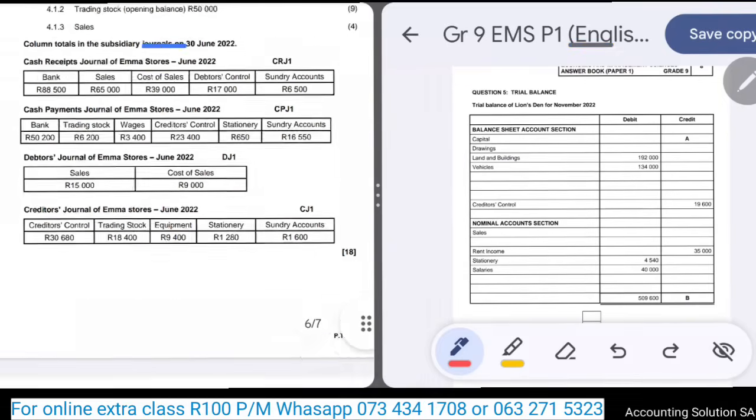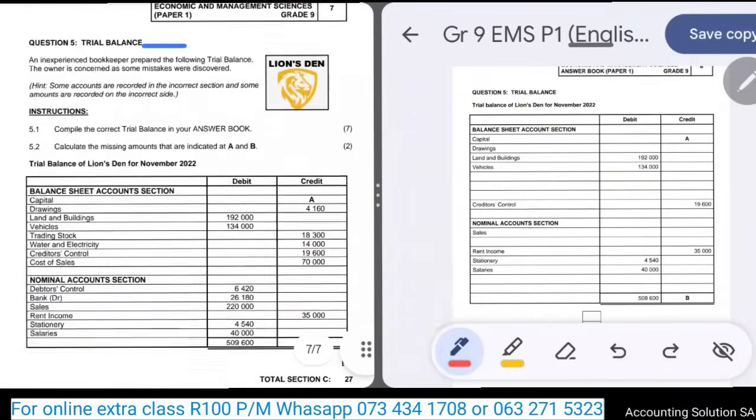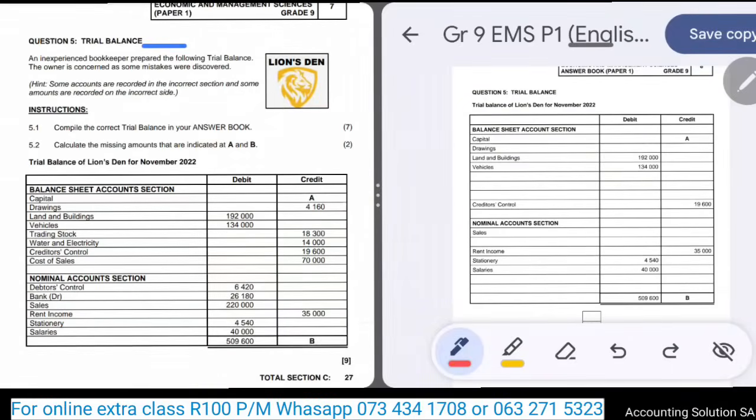Okay, the last one now is a trial balance. Guys, please also go and revise paper 1 that I did during the June examination. It's similar to the final examination. It will help you big time, né? Go and watch it.